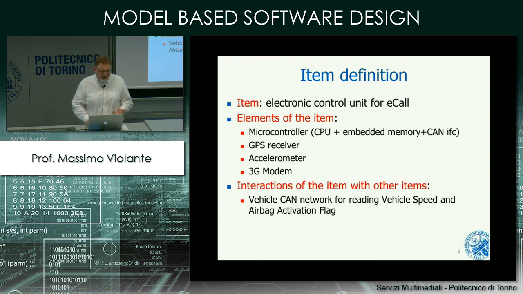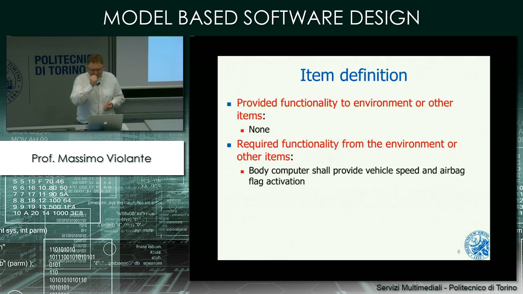Which kind of interaction do we have? We have interaction through the CAN network with the body computer to receive the vehicle speed and the airbag activation flag. Then we do not provide functionalities to other items. This is a self-standing item. Once the data that are sensed from the vehicle suggest that there is an issue, we make a call home saying, hello, please help me. We are not doing anything else, so we are not providing any other service to other items.